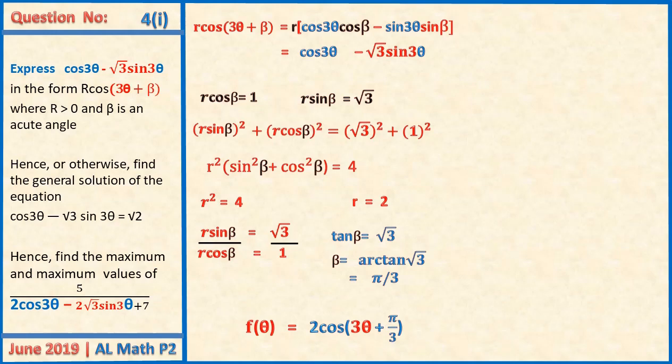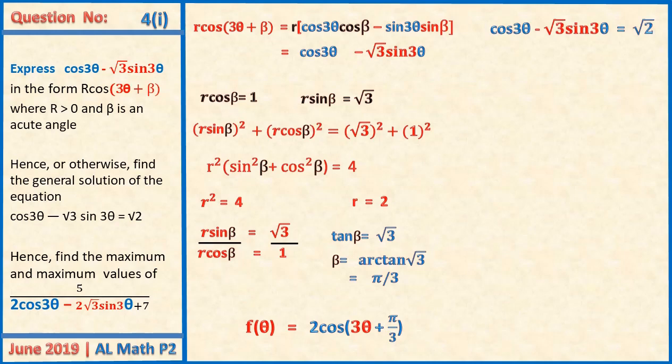Hence or otherwise, find the general solution of that equation. Hence means you can go ahead with your previous solution. Otherwise means you can use another method. I would like to use hence here. I'll continue with what I already have. So I have cos 3 theta minus root 3 sine 3 theta equals root 2.